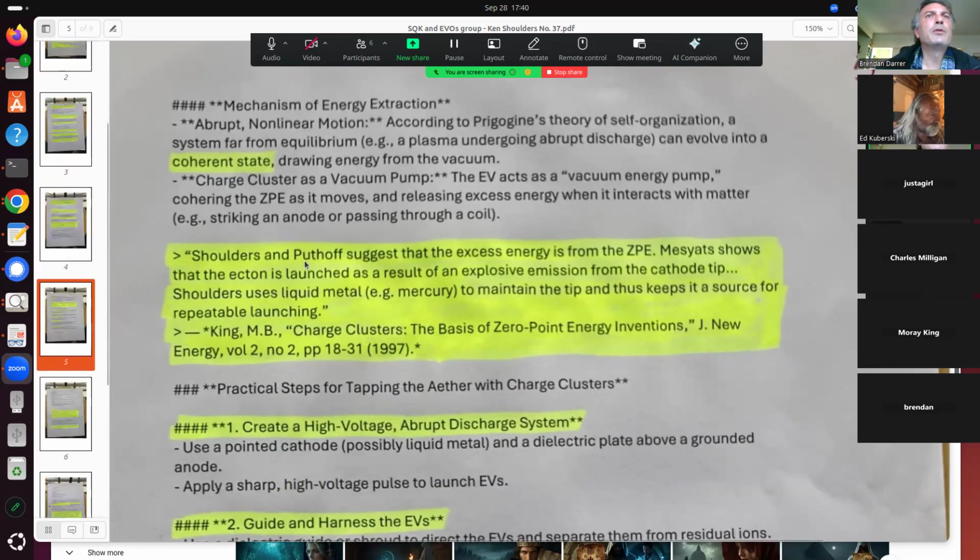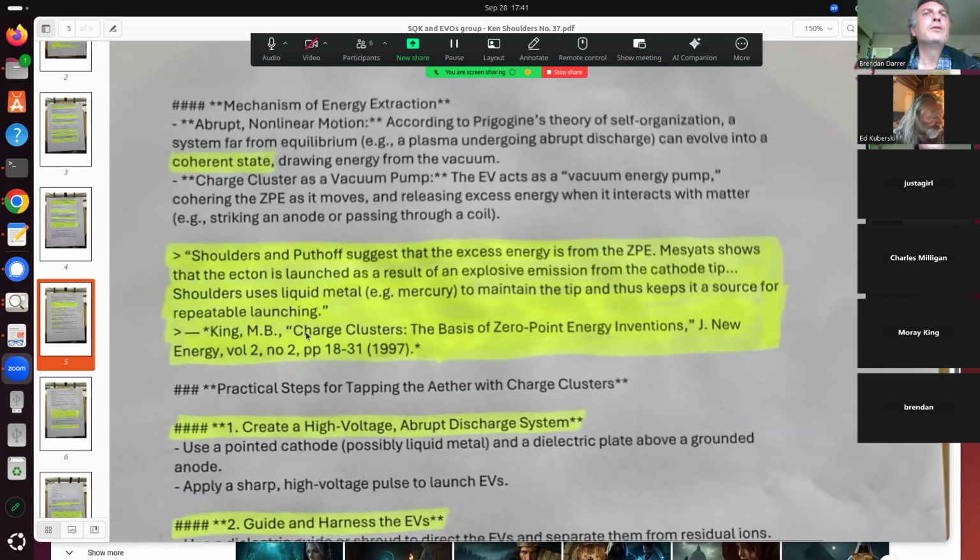Shoulders and Puthoff suggest that the excess energy is from the zero-point energy. Mesyats shows that the ecton is launched as a result of an explosive emission from the cathode tip. Shoulders uses liquid metal, e.g. mercury, to maintain the tip and thus keeps it a source for repeatable launching.